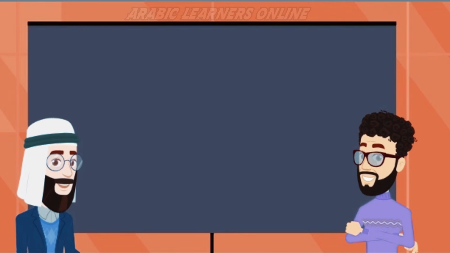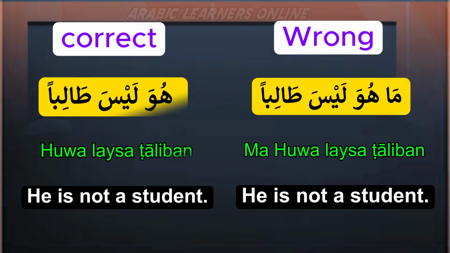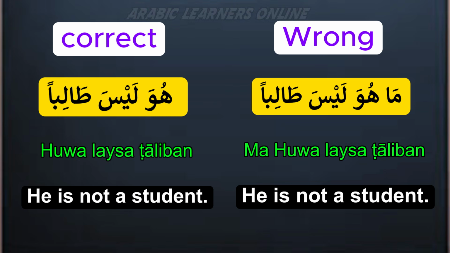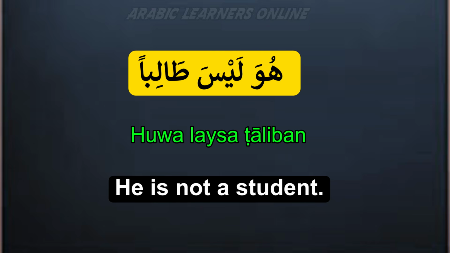Good question. Laysa is a special verb that means is not or are not. It is not a negation particle. It is a verb itself, so you do not use ma with it. Correct? Huwa laysa taliban. He is not a student. Wrong. Ma huwa laysa taliban. This is incorrect. Now you say huwa laysa taliban.